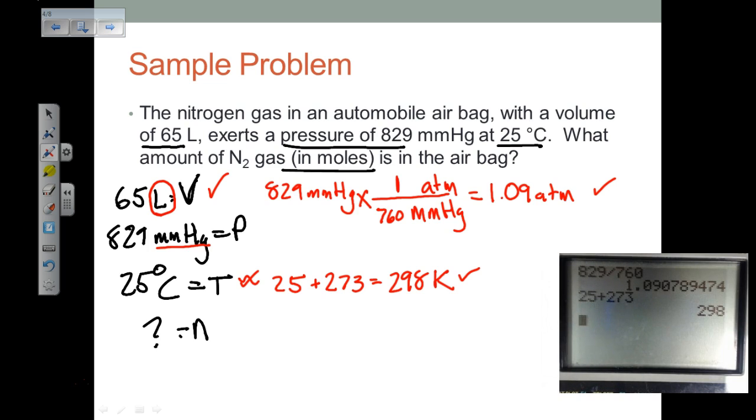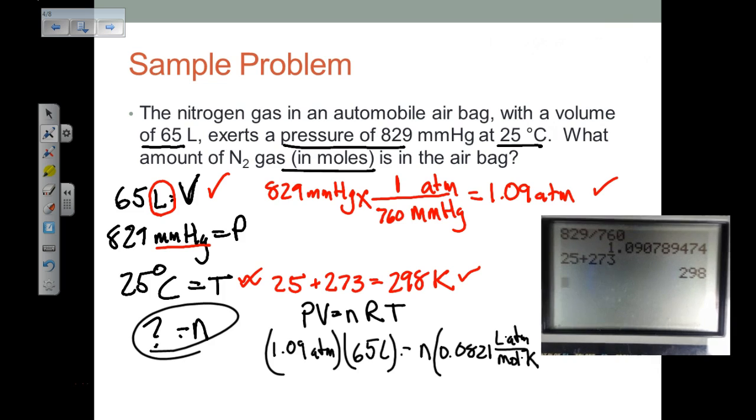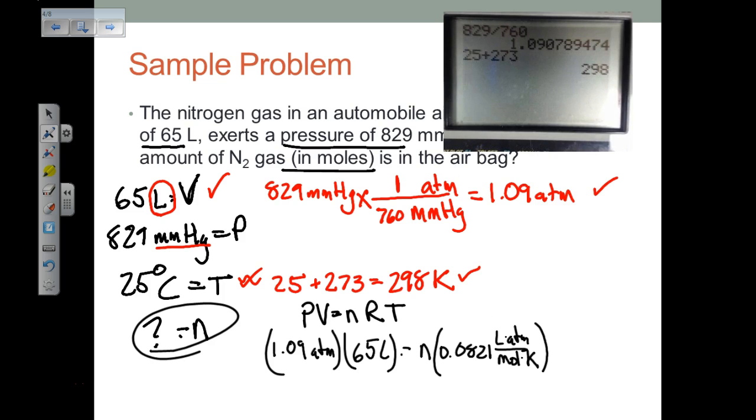So we're going to do, I'll do it in black here. So we're going to do PV equals nRT. What's our pressure? 1.09 atmospheres times our volume, 65 liters, equals n, that's what we're solving for. Okay, that's our question mark, times R, 0.0821 liter atmosphere per mole Kelvin. I'm going to move the calculator up here. We don't need to read the problem anymore. Okay. Times 298 K.